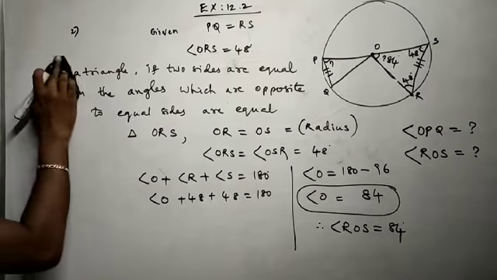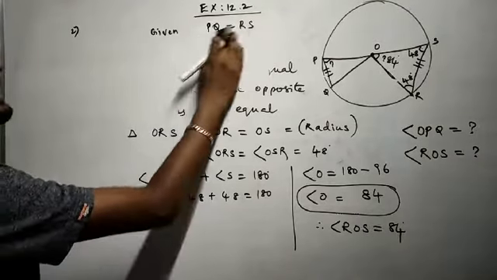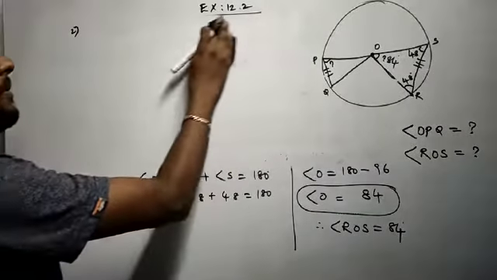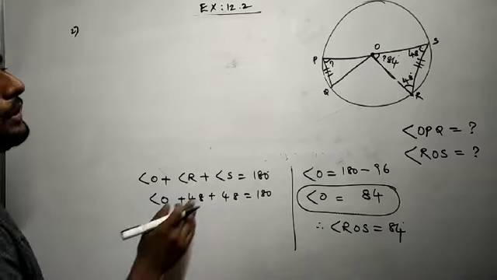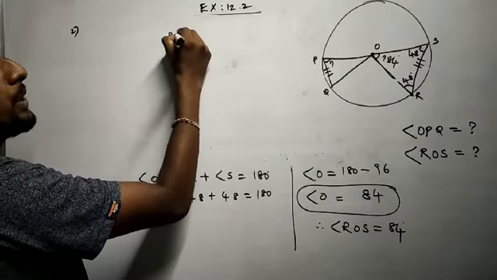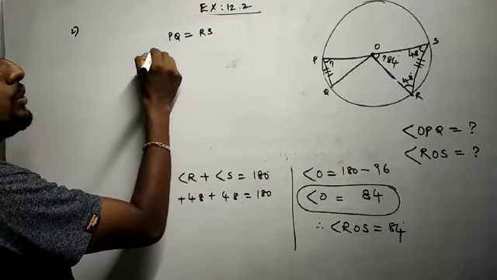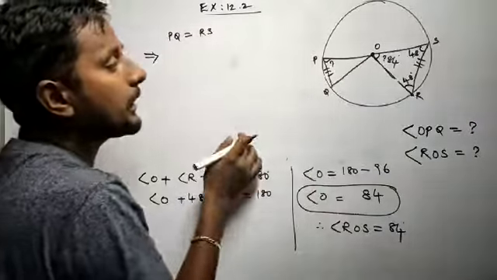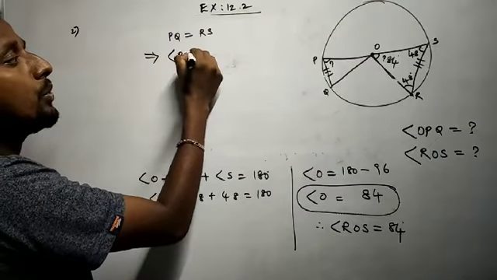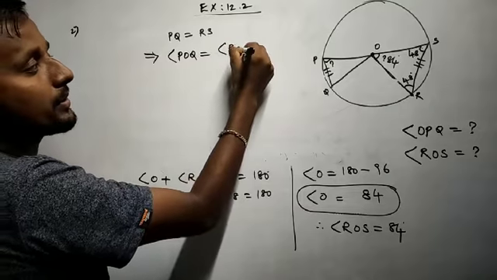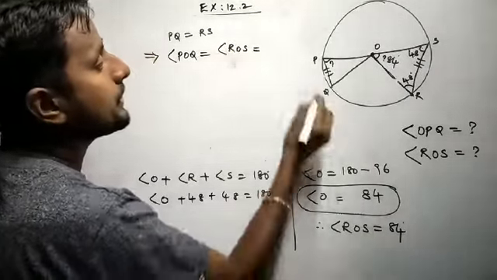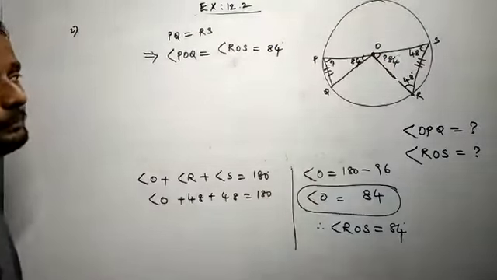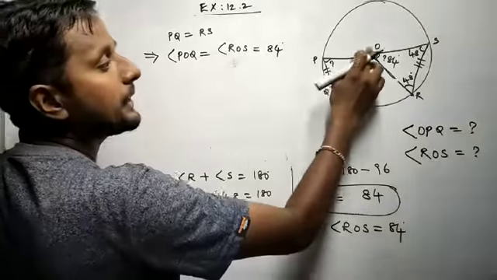Next, how can you come to the next triangle? How can you find the next angle? Look at it, in the circle PQ is equal to RS. I told you already, when two chords are equal, the subtended angles at the center are also equal. So angle POQ is equal to angle ROS. But angle ROS we got as 84, correct? So the 84 enters this triangle. Again, what happened? The sum of the three angles is 180.